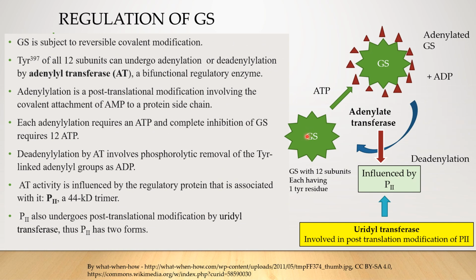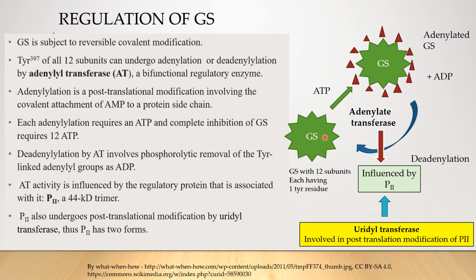Now let us see the regulation of glutamine synthetase. Glutamine synthetase is subjected to reversible covalent modification. That means a molecule is covalently bound and again removed, that is adenylation and deadenylation. It consists of 12 subunits, each having one tyrosine residue, tyrosine 397.